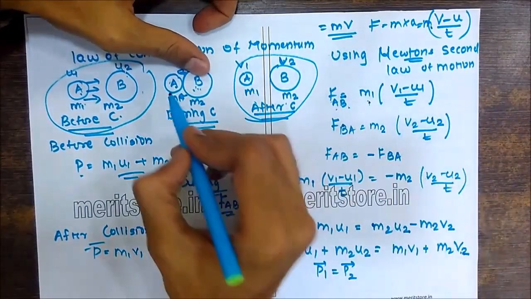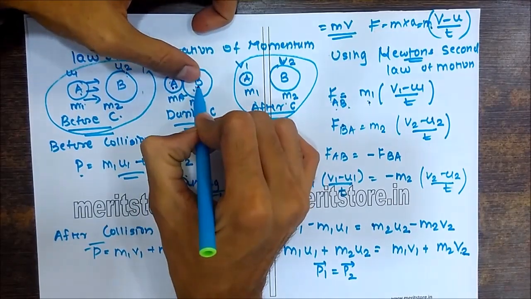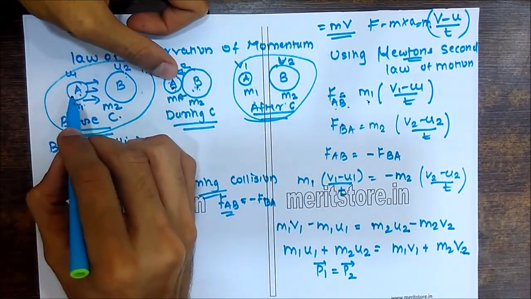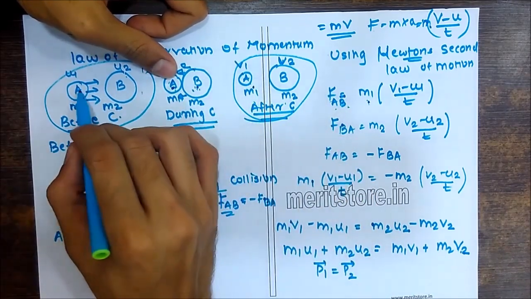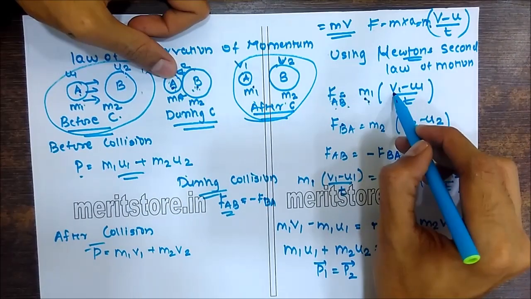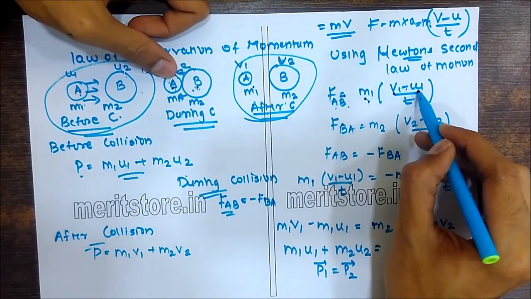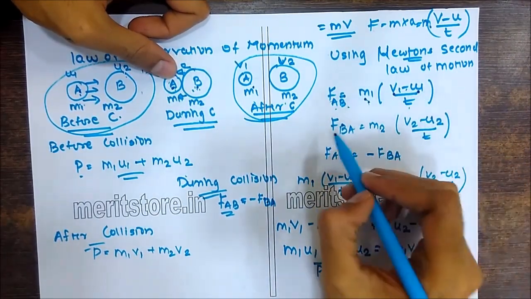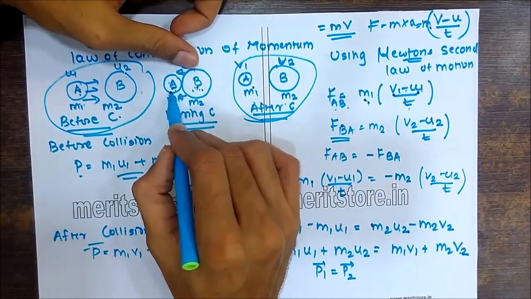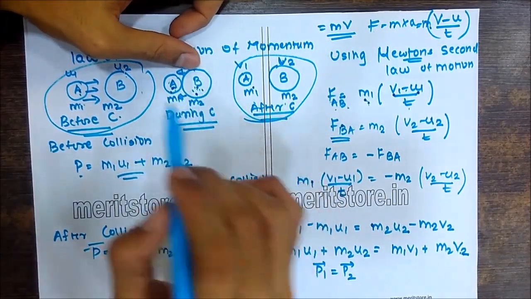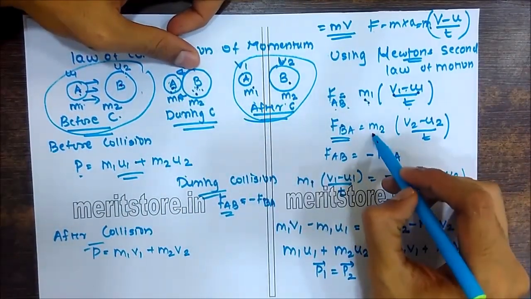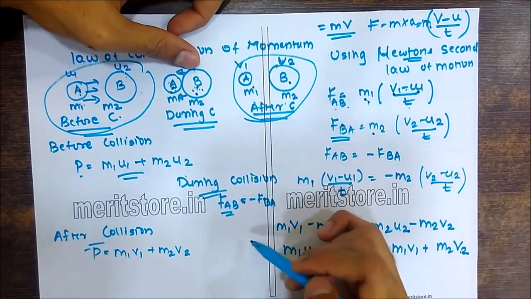From A to B, now this force is exerted by A on B. So we have to deal with the mass of A, the final velocity of A and the initial velocity of A. So the mass of A is m1, final velocity of A v1 minus initial velocity of A u1 upon time t. Now this is the force exerted by B on A. Now we have to deal with the mass of B, the initial velocity of B and the final velocity of B. So m2 times v2 minus u2 upon t.